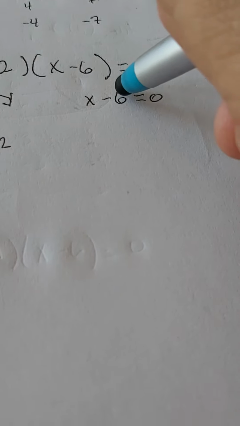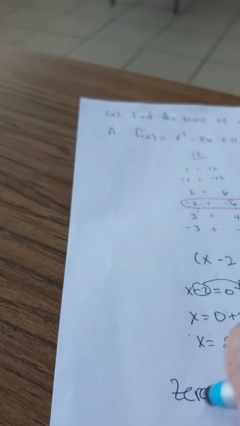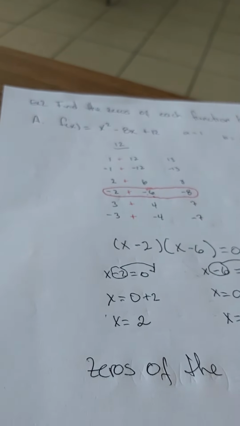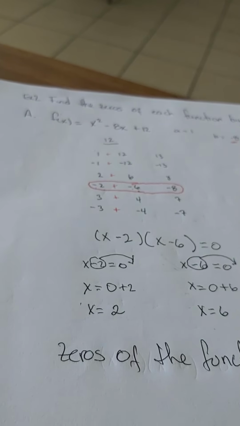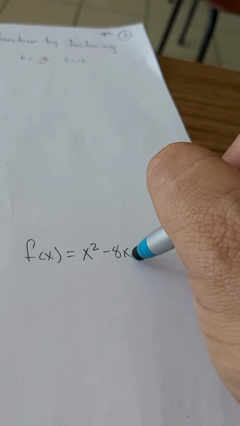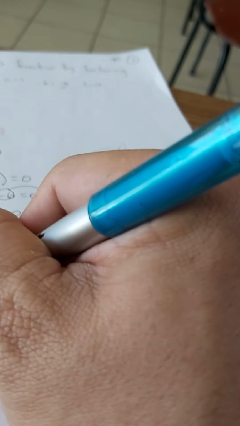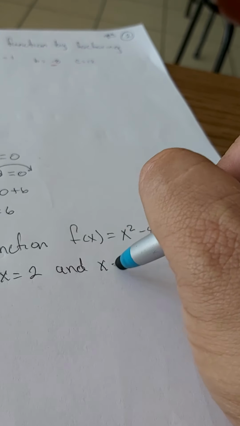x minus 6 equals 0. We pass negative 6 to the other side, x equals 0 plus 6, so x equals 6. If we were subtracting here, we add on the other side. So the zeros of the function, in this case the function was f of x equals x squared minus 8x plus 12, are x equals 2 and x equals 6.